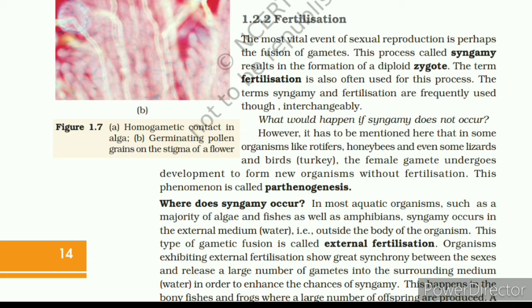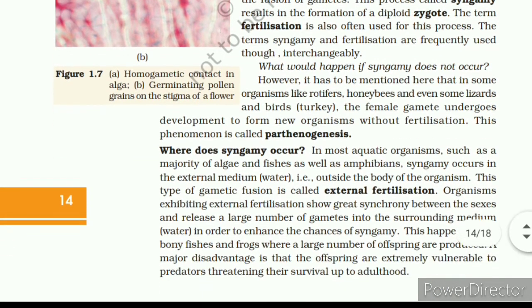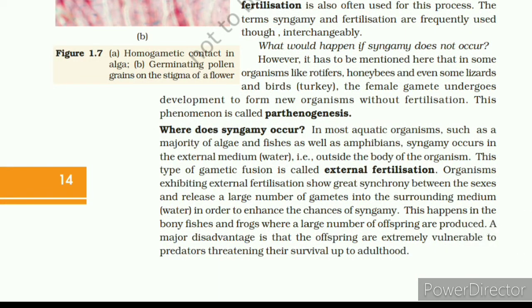Organisms exhibiting external fertilization show great synchrony between the sexes and release a large number of gametes into the surrounding medium in order to enhance the chances of syngamy. In many terrestrial organisms belonging to fungi, higher animals such as reptiles, birds, mammals, and in the majority of plants, bryophytes, pteridophytes, gymnosperms, and angiosperms, syngamy occurs inside the body of the organism. Hence, the process is called internal fertilization.